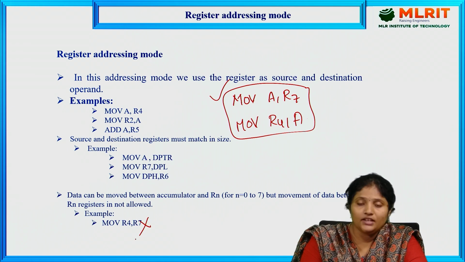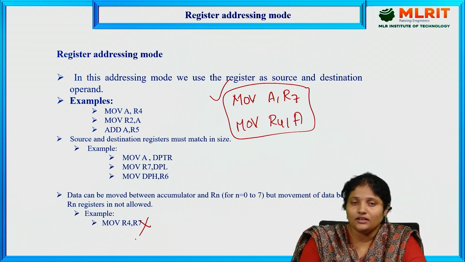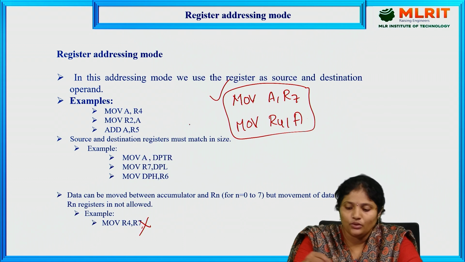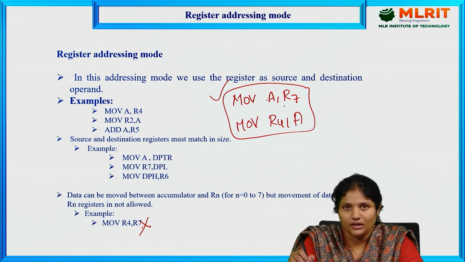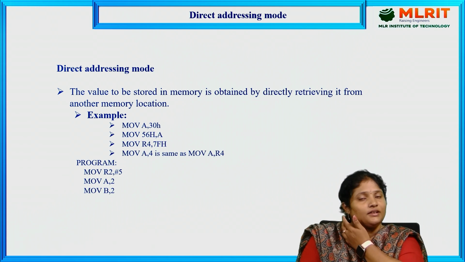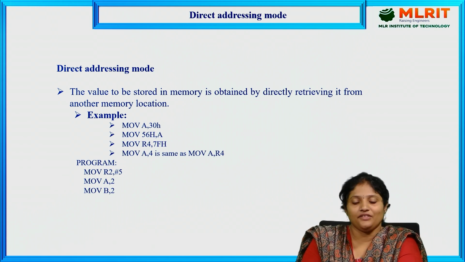This instruction is not valid because here two Rn registers are being used. It is not possible in the 8051 microcontroller. So instead, you can transfer the data to an intermediate register like the A register or B register. First transfer the data to another register, and from that register transfer the data to the destination register. Right? Coming to the next addressing mode, it is the direct addressing mode.